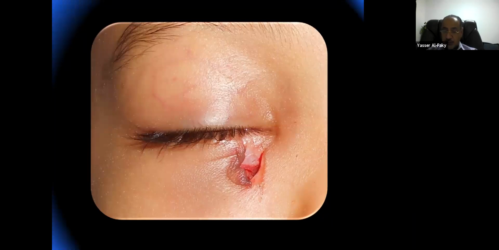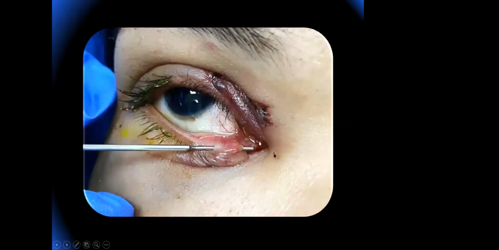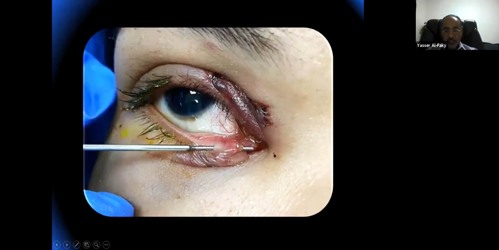The lower punctum is slightly lateral to the upper. So if the upper is here, the lower will be slightly lateral, but the edges are opposite each other. But if it is displaced laterally, markedly, it means that the medial palpebral ligament has been torn. And if the trauma is severe enough to affect the medial palpebral ligament, it usually cuts the canaliculus. This is another patient, an adult.